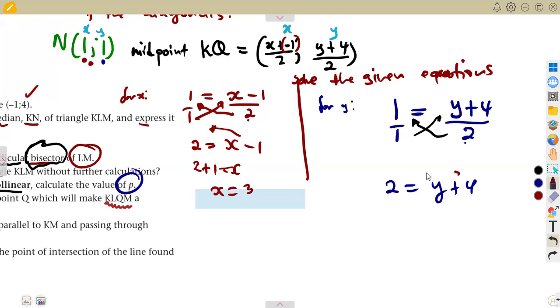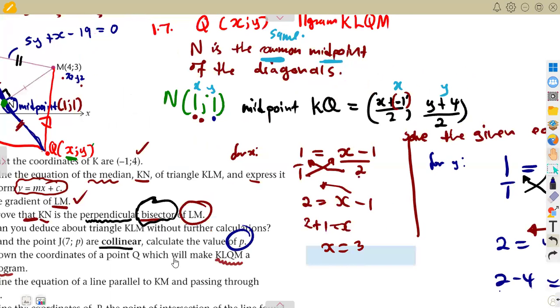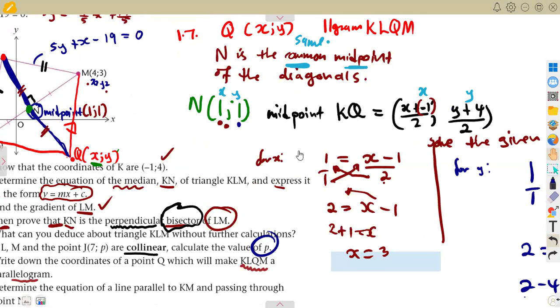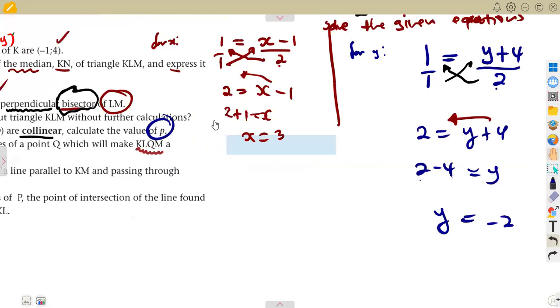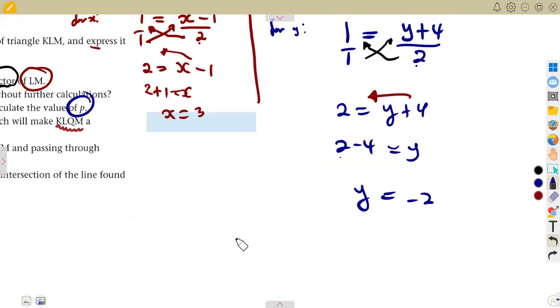So 2 times 1, that is 2, is equal to 1 times anything, which remains as it is. So let's transpose the 4. This side, it becomes a negative 4. So that's it. y is equal to 2 minus 4, which is minus 2. So the point Q that we do not know about, which is (x, y), can be written as x, which is 3, and the y value, which is minus 2.